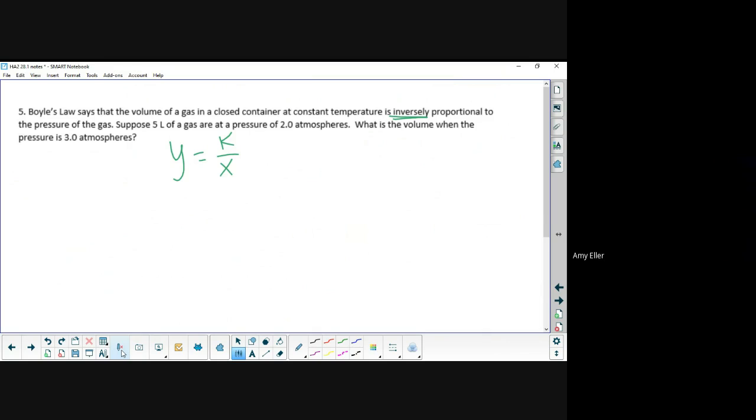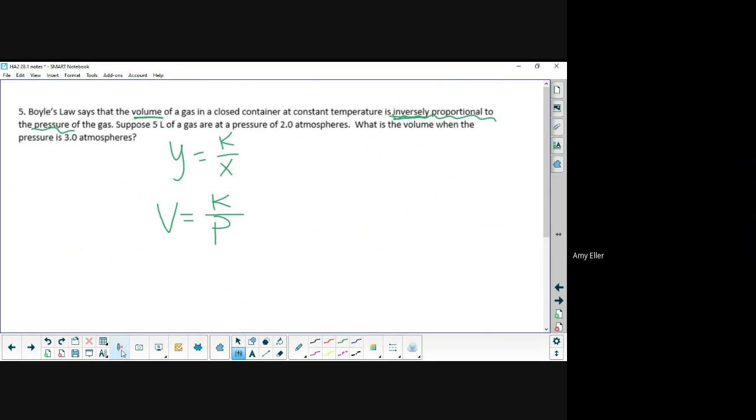Now, it would be a good idea to label the variables appropriately. So we're not really dealing with y and x. We're dealing with volume of a gas in a closed container at constant temperature varies inversely proportional to pressure. So volume, and whatever it's varying inversely with goes on the bottom. So it's varying inversely with pressure.